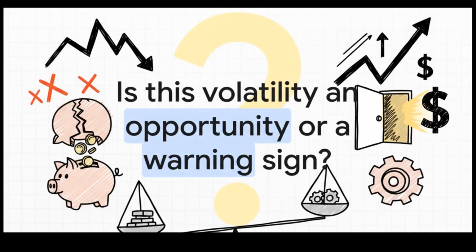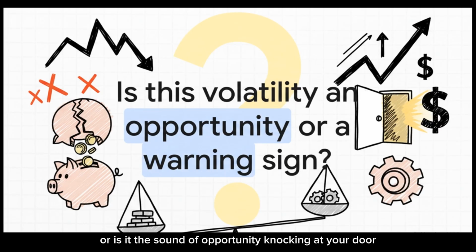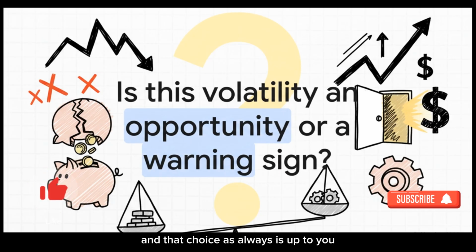And that really brings us back to the central question of the broadening top. It is the pure sound of the market screaming with indecision. So is that volatility a warning sign telling you to stay away? Or is it the sound of opportunity knocking at your door? The key is understanding its anatomy, knowing the stats, and having a solid plan. And that choice, as always, is up to you.